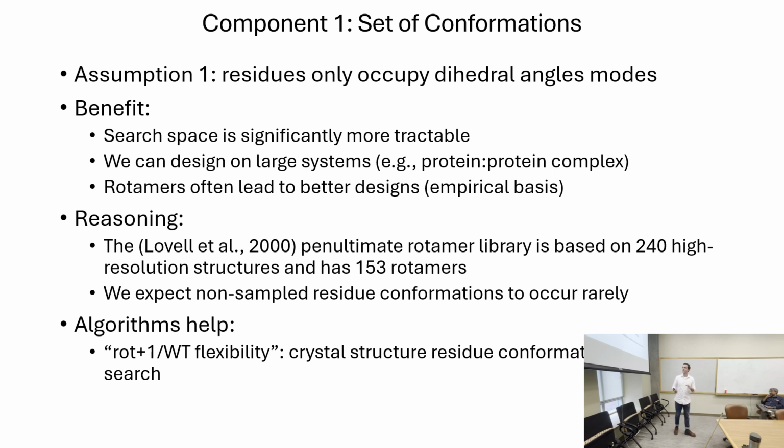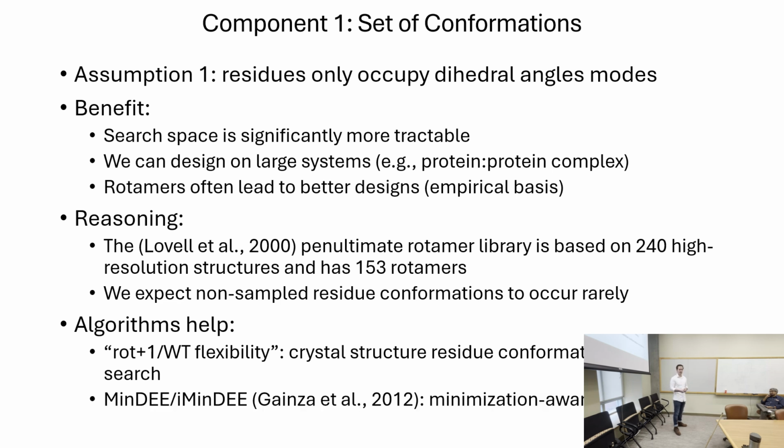The first is what I would typically call rotamer +1 or wild-type flexibility. If we have a desired target, we have algorithms that can read in that structure, and if it has rotamers that aren't present in our library, we can dynamically read those in, and we can search over any sort of unknown or unaccounted for rotamers.